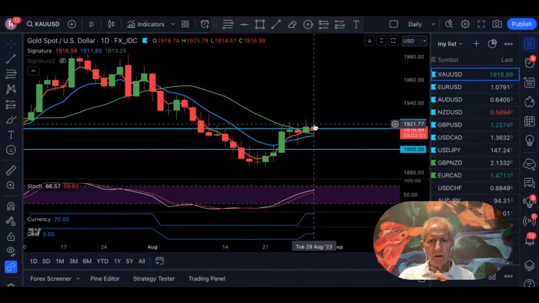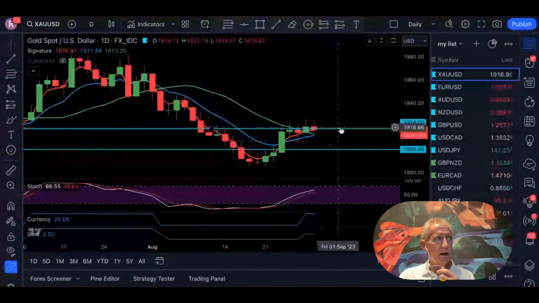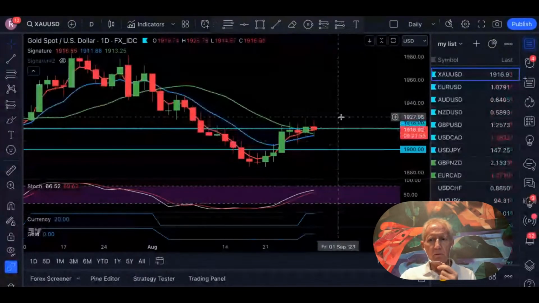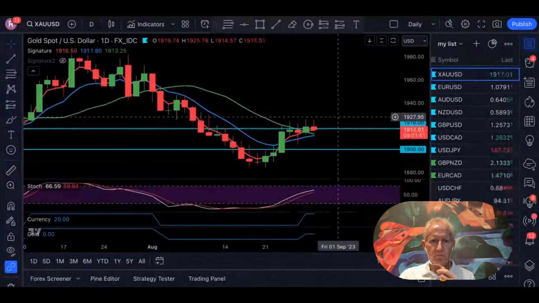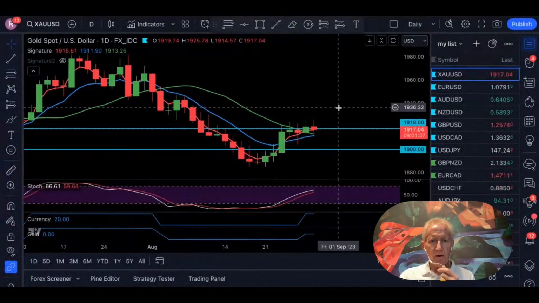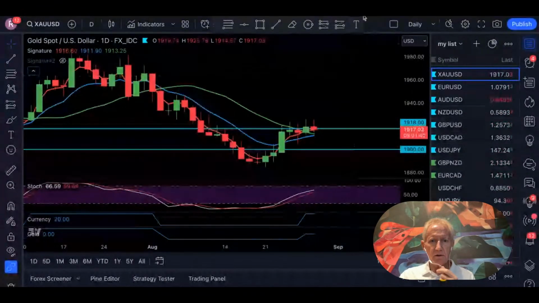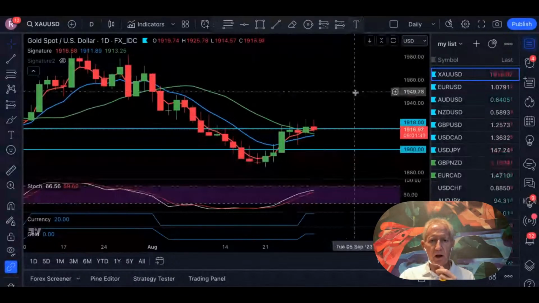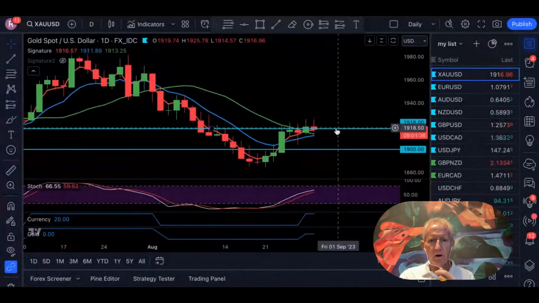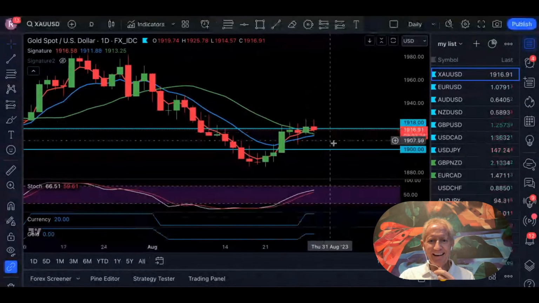I expect that we're going to trade in this range this week until we have the non-farm payrolls, which is on Friday, the first Friday of the month, which is the 1st of September this week. This Friday is the first Friday of the month, and so we have non-farm payrolls. And so everybody will be watching for that. Then we're likely to get a move either up or a move down.